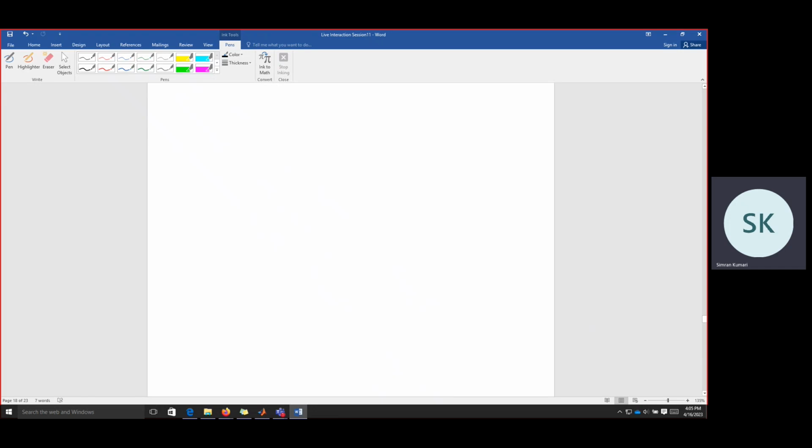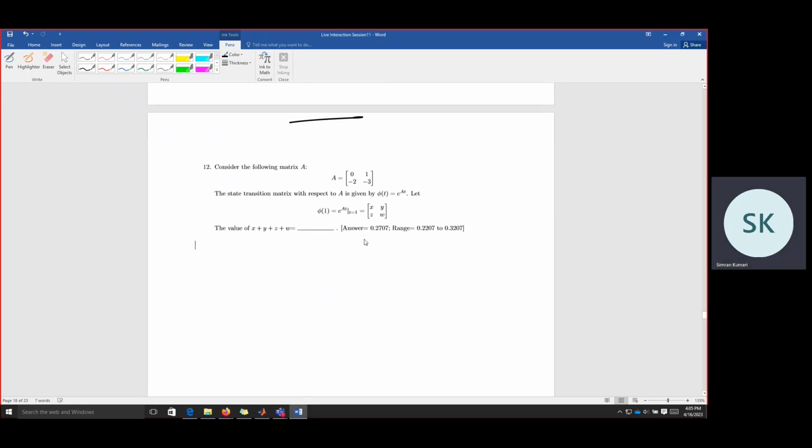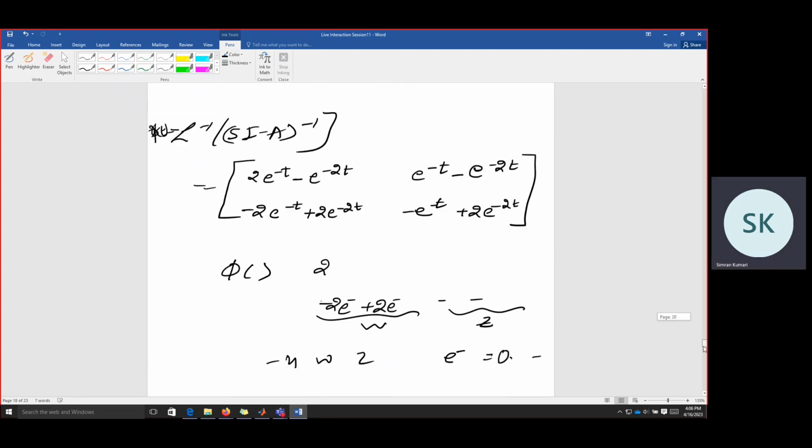So for this system, for this state space equation, we have found the equation of this state transition matrix, and we have found the value of this state transition matrix at time t equal to 1. Okay, so we'll proceed to the next question.